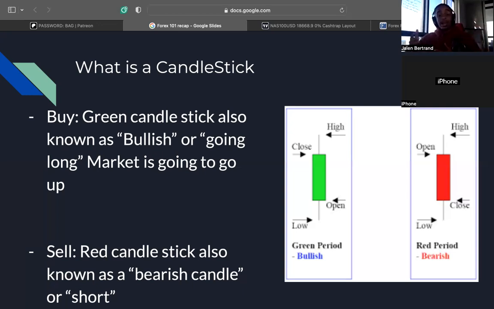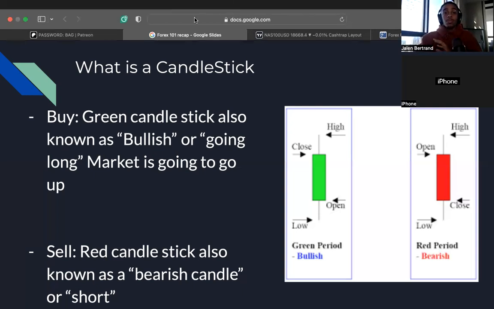We'll see red candles, or depending, the color doesn't necessarily matter because people change it to how they like it. But essentially what we're going to equate red to is going down, decreasing in value. So far, are we good with that? We know that the market can do two things. It's either going to go up or it's going to go down.